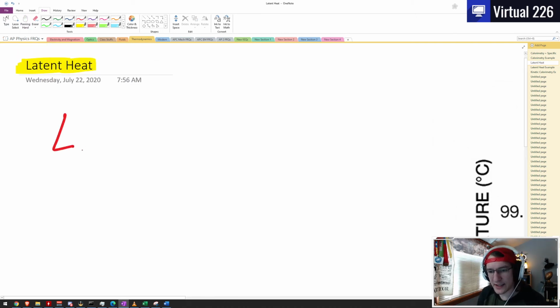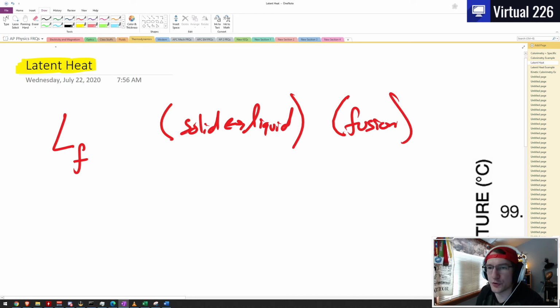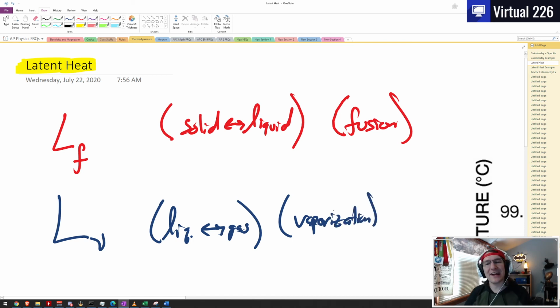We can say the latent heat of fusion is LF. This is going from a solid to a liquid, or, vice versa, going backwards, liquid to a solid. That's the latent heat of fusion. Also a great Metroid game. And we also have a latent heat of vaporization. And this is for going from a liquid to a gas, or vice versa back. Okay, so these are extra energies that we have to account for.